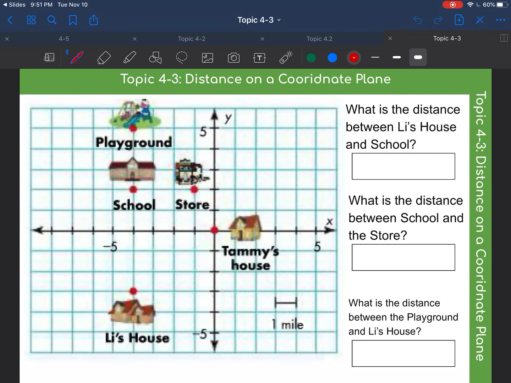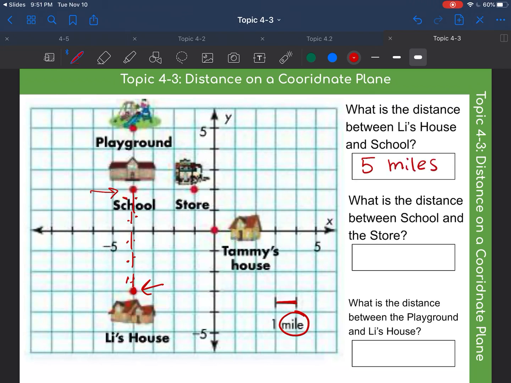It says, what is the distance between Lee's house and school? So I see Lee's house is here and school is here, okay? If this is Lee's house and this is school, how could I find the distance between Lee's house and school? What could I do? Well, I can count all of the boxes in between Lee's house and school. And if I do that, 1, 2, 3, 4, 5. So the distance would be, now they give us miles, so each box is 1 mile. So if we have 5 in between Lee's house and school, it's 5 miles.